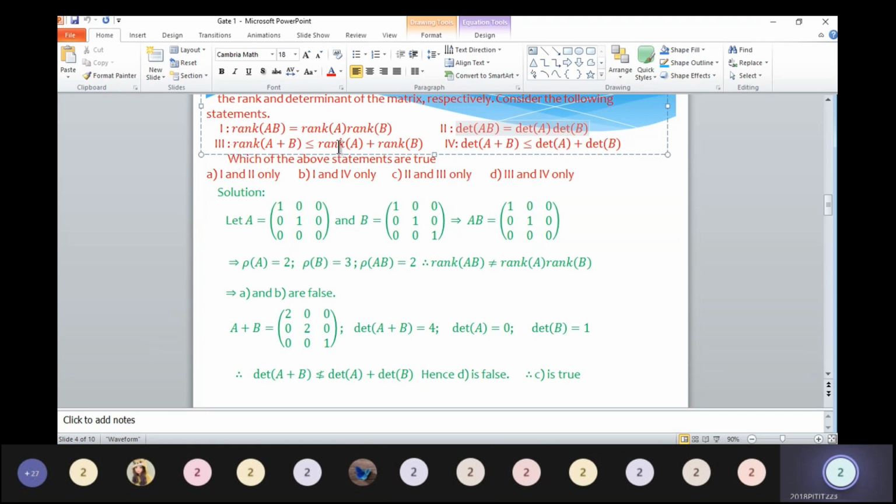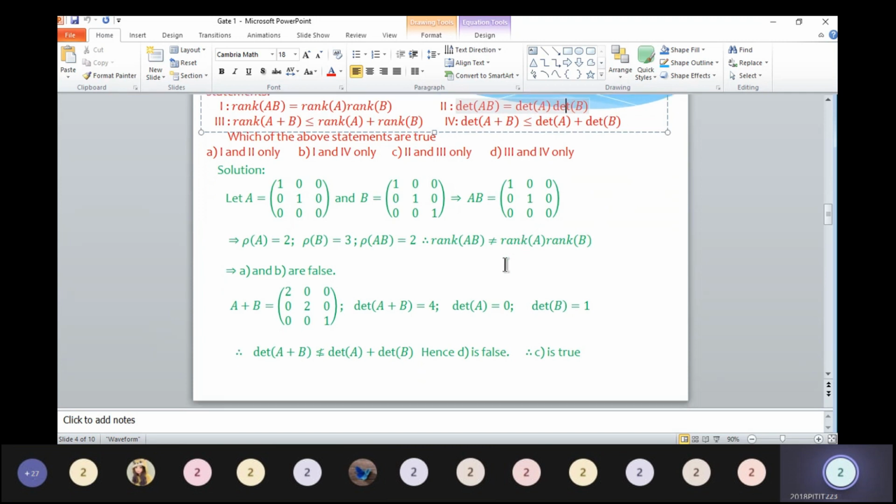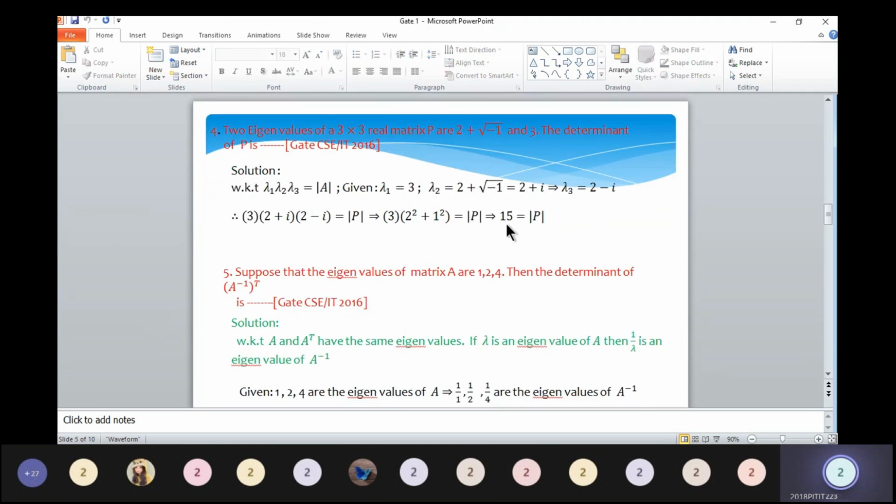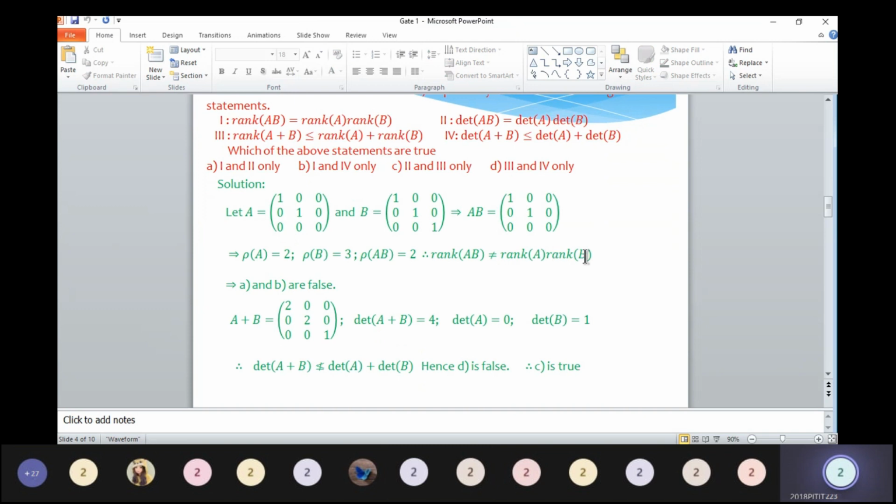Okay, rank of A. So it is not true. 1 is not true. Okay, therefore, so what is that? Determinant, rank of A, rank of AB equal to that one. Okay, rank of AB is not equal to rank of A, rank of B. A and B are false.